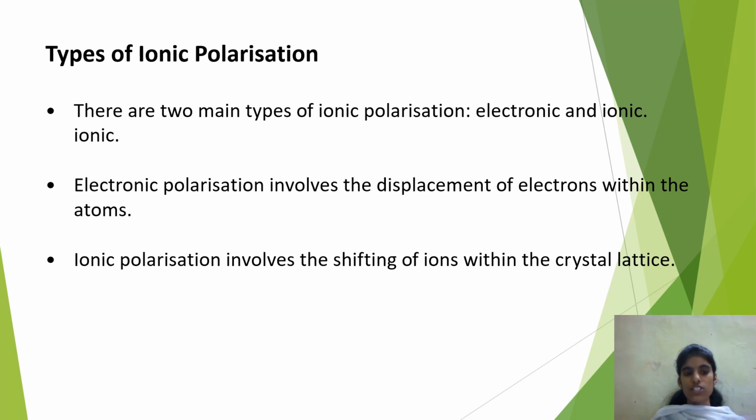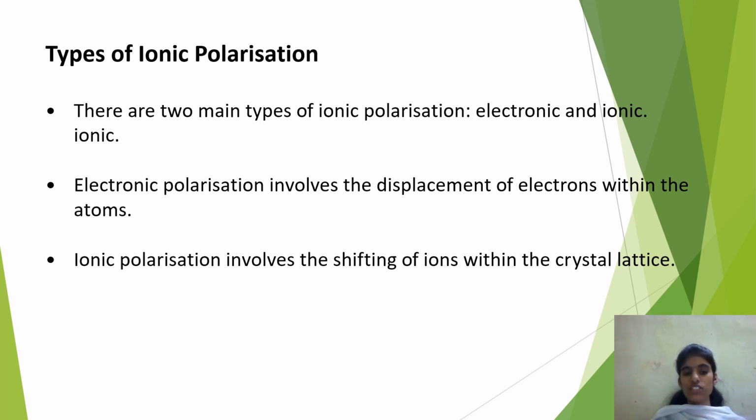So, polarization. There are two main types of polarization. First one is electronic and other is ionic polarization. First of all, we should know about electronic polarization. It involves the displacement of electrons within the atoms. And now we move to know about ionic polarization.